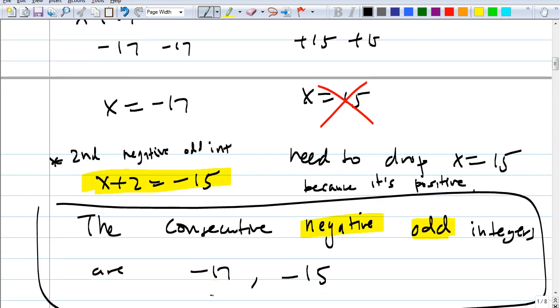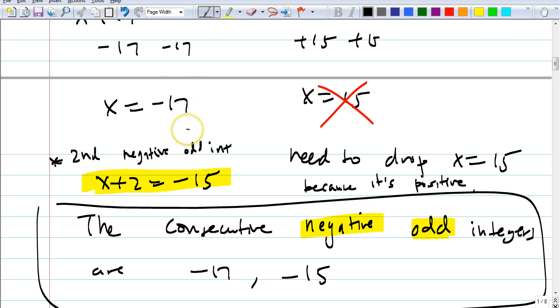Anyway, so here's the answer. The consecutive negative odd integers are what? Negative 17 and negative 15. Does that make sense? Right? One of the answers that we didn't use came out to be positive 15, right? That's just a coincidence, right? How do we get negative 15? We add 2 to negative 17, isn't that right?